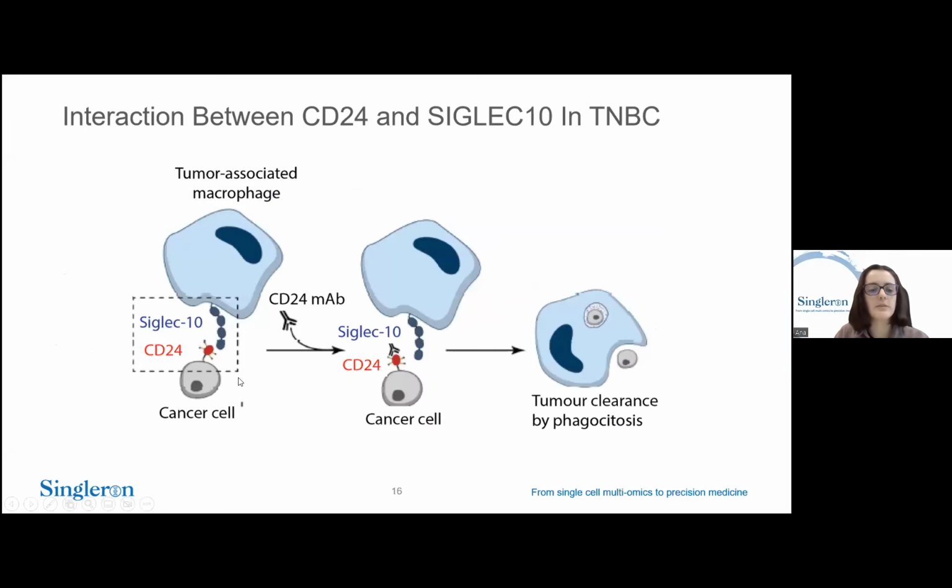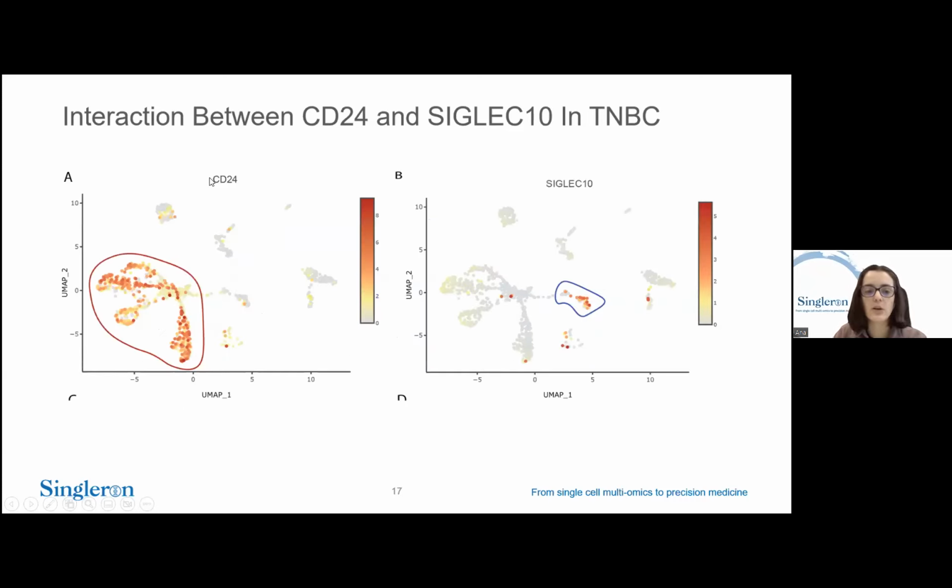So very briefly, the authors show that the cancer cells express CD24, and this interacts with Siglec-10 in the tumor-associated macrophages, preventing the macrophages from clearing the tumor. When the authors use an antibody to block CD24, this interaction is stopped and the macrophages are now able to clear the tumor. It's clear to see as well that the expression of CD24 was restricted to the cancer cells, while the expression of Siglec-10 was restricted to macrophages. So this indicates that it is a potentially good immunotherapy target, as it doesn't seem to affect other cell types.